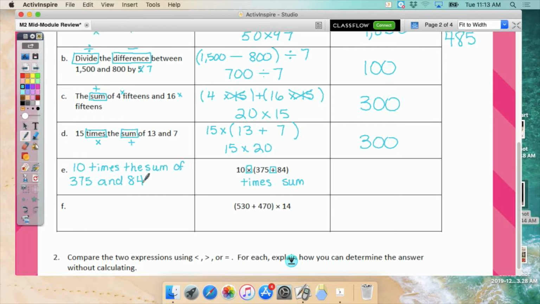Okay. So now I've got to solve this thing. What would you say to do first, boys and girls? Add. And I think I'm going to use standard algorithm because it looks like there might be some regrouping here. 7 plus 8 is regrouping. So 375 plus 84.